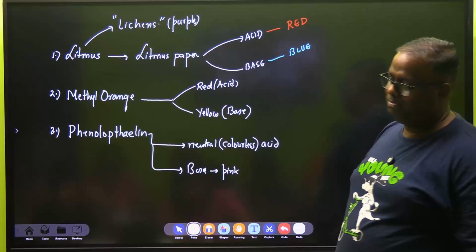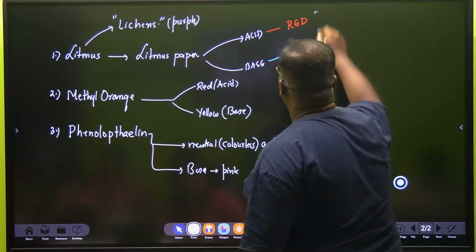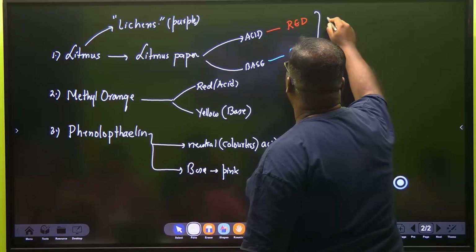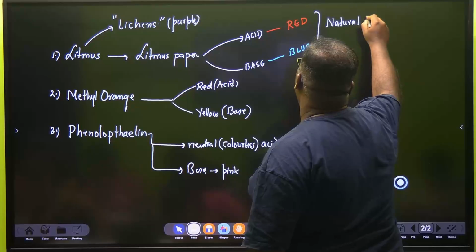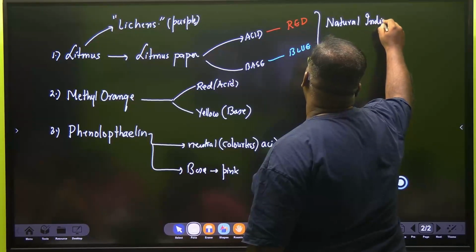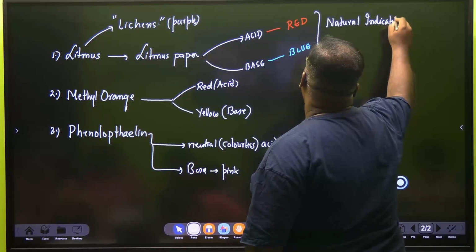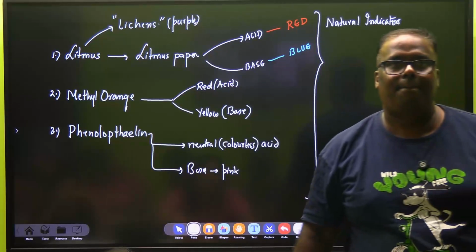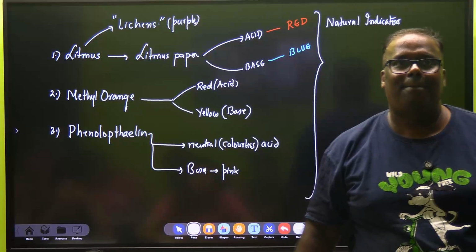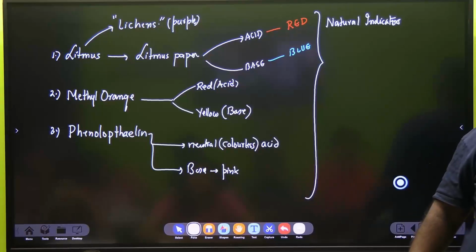Clear this much? So here we also talk about something called natural indicators. While these are chemical indicators, we also have a class known as natural indicators. The red one will come in contact with acid.